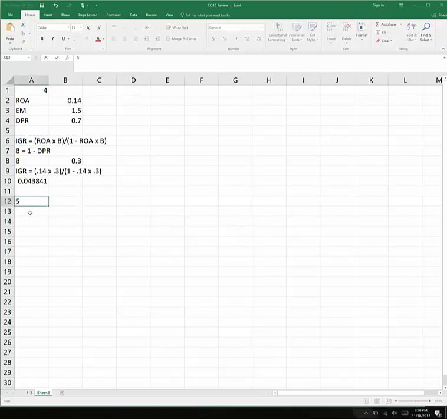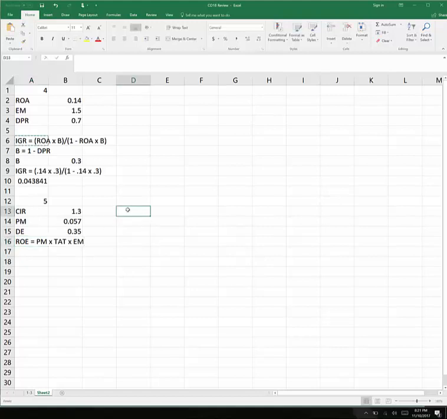Number 5. A company has a capital intensity ratio of 1.3, profit margin of 0.057, and a debt equity ratio of 0.35. And we're looking for ROE. And we know ROE is profit margin multiplied by total asset turnover multiplied by equity multiplier.